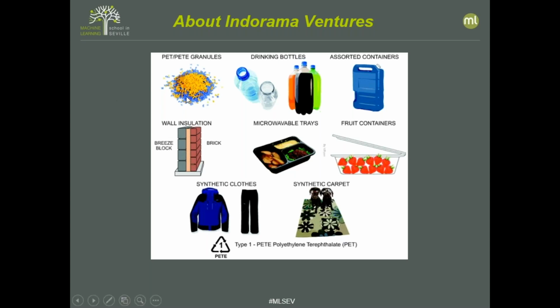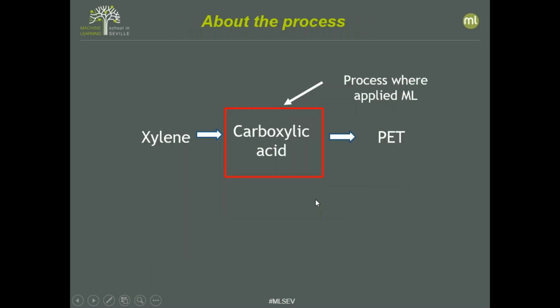The products that we produce, the PET, is used for many different usages, as you can see here, for drinking bottles, for containers of many kinds, fruit containers, microwavable trays, synthetic clothes. It's used as well in construction for wall insulations and as well for synthetic carpets.